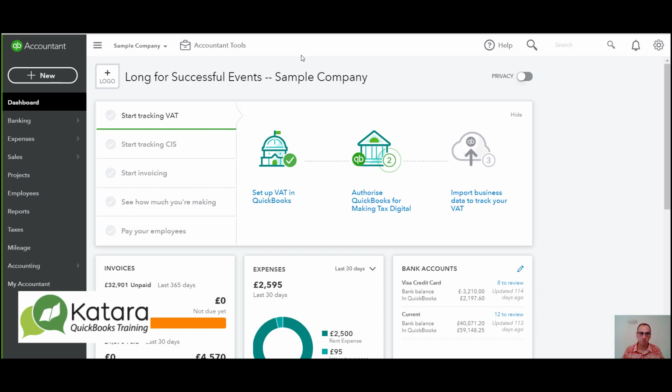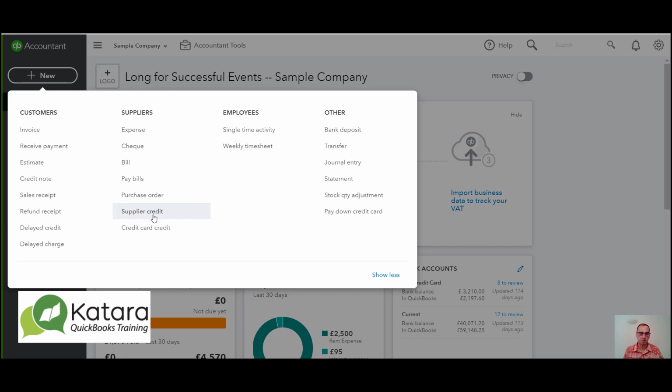To complete the picture of manual supplier entries in QuickBooks, if we go to the plus sign in the top left, we'll see under suppliers at the bottom credit card credit. Credit card credit is perhaps a little bit of an unusual expression, but what that actually is: if we've got a credit card account in our chart of accounts in QuickBooks and we're entering individual credit card transactions, using the credit card credit we can apply a transaction where we've returned some goods perhaps and got a credit back on our card.